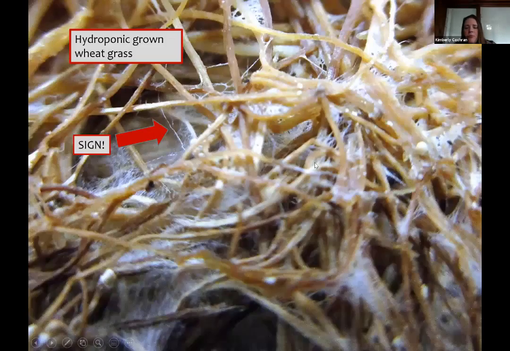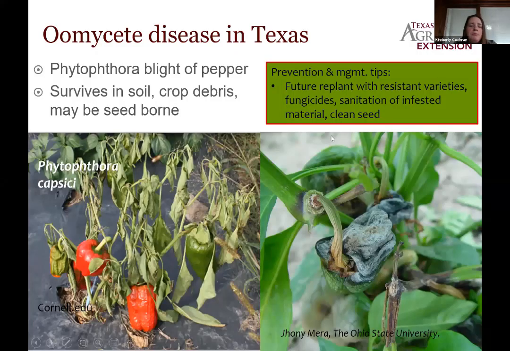Okay, so again, Phytophthora blight on peppers, super, super common in your area, down in the valley as well. And this pathogen survives in soil, on crop debris, and it may be seedborne. The hallmark symptoms to look for are these chocolatey brown lesions. It often starts from the bottom and works its way up. And on the fruit, the infection will often have a greasy appearance, especially at the lesion line right there.